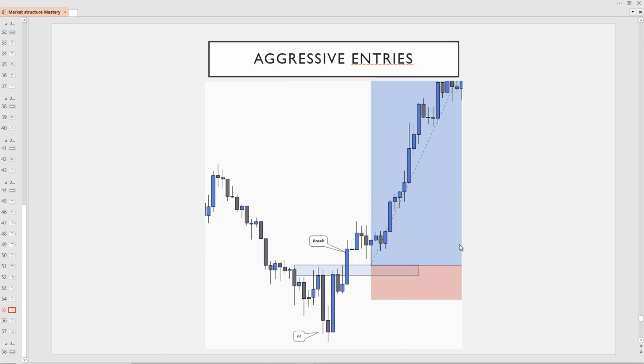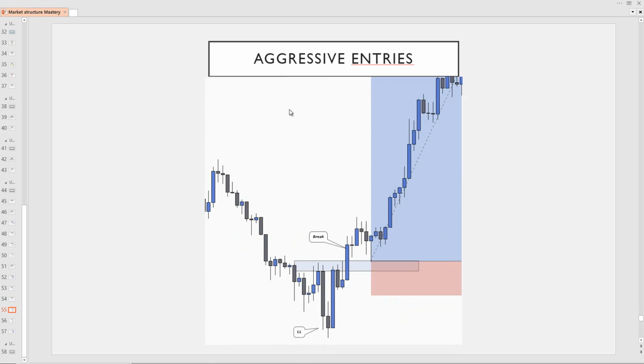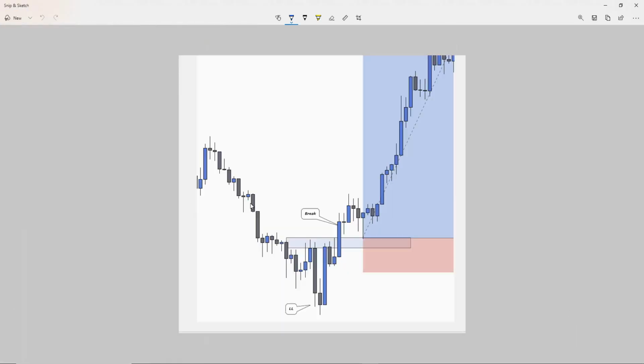Next one, let's have a look. Try to screenshot. Come on, I'm not pressing the right buttons. Okay, here we go. All right, so what do we have right there?